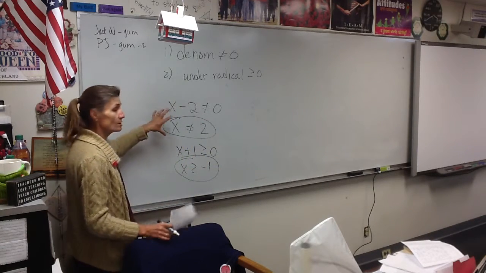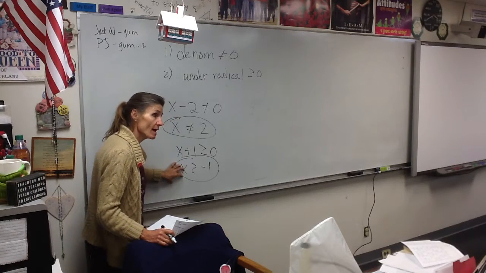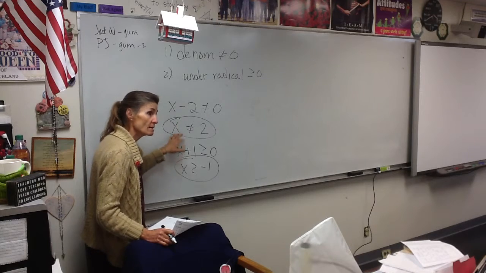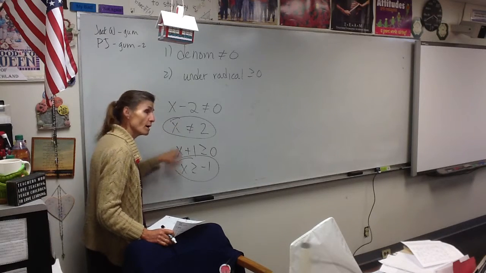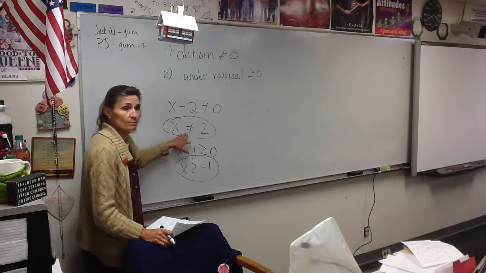There's a fraction, so I have to take care of the denominator. And there's a radical, so I have to take care of that. So this is a 2-part answer. This is what you write down. Your domain is everything bigger than or equal to -1 except 2.